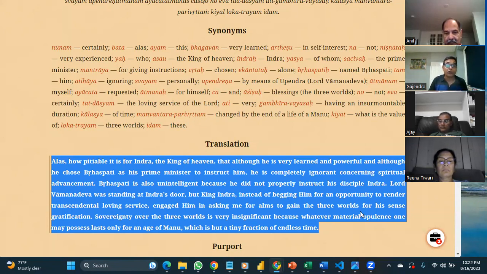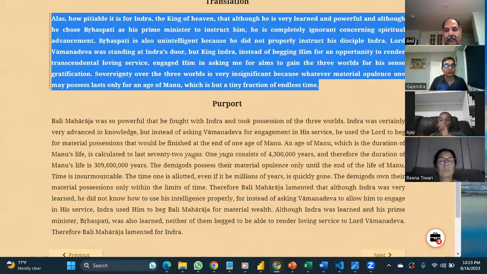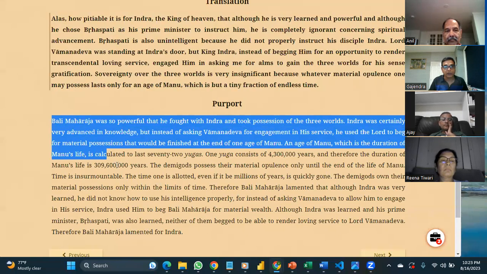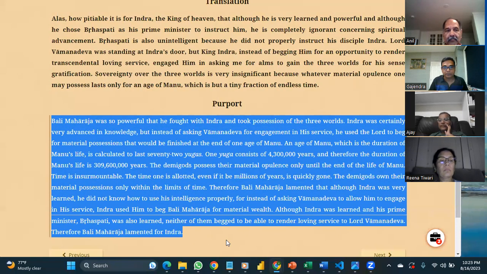Because even this whole three worlds, for sense gratification, is insignificant, because whatever material opulence one may possess lasts only for an age of Manu, and that still is a huge number of years, but is still a tiny fraction of endless time. Because of the eternal time, even millions of years are insignificant, is what is being mentioned. Let's read the nice purport actually. So, Ajay.